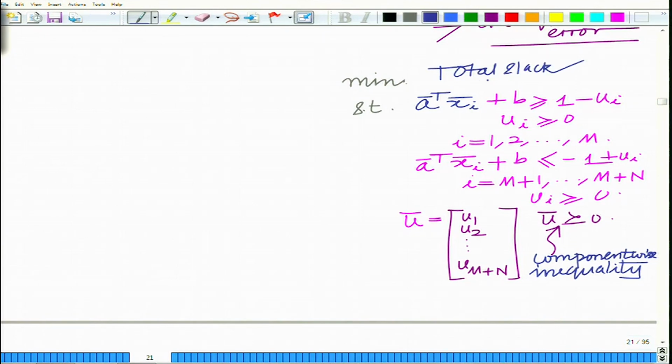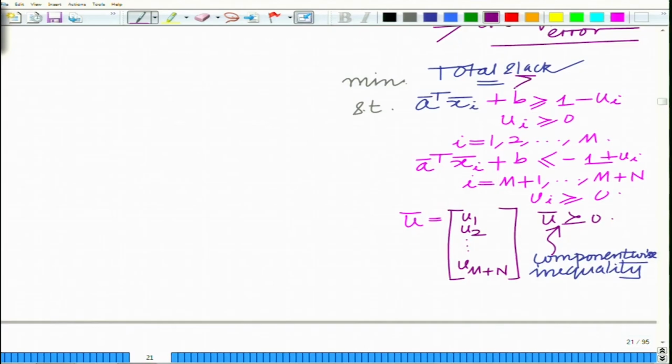Now, what is the best approximate classifier? The best approximate classifier is basically the one which minimizes the total slack. Remember, we are doing this slack because we are helpless. But at the same time, we do not want to allow too much slack or too much tolerance. We want to keep the tolerance as low as possible, which means we have to minimize the slack, or in other words, we can minimize the total slack.